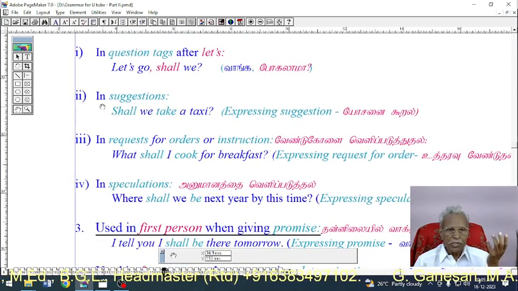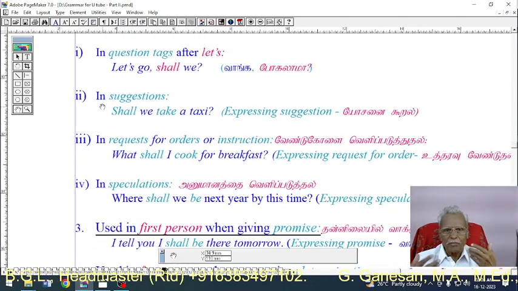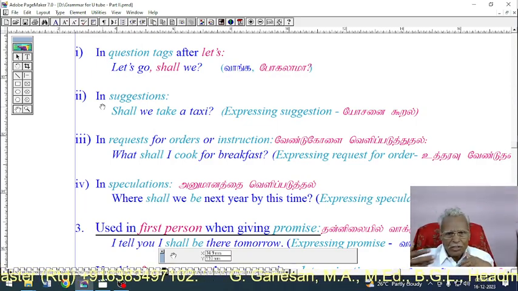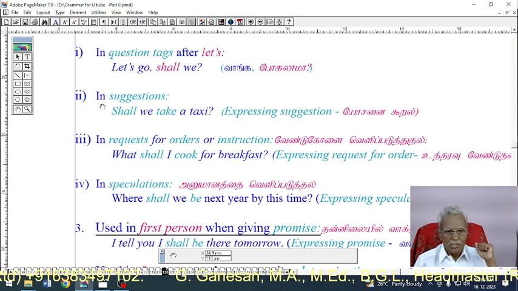Then, in such a sense, that means giving ideas. Shall we take a taxi? It is expressing such a sense. Shall we take a taxi?